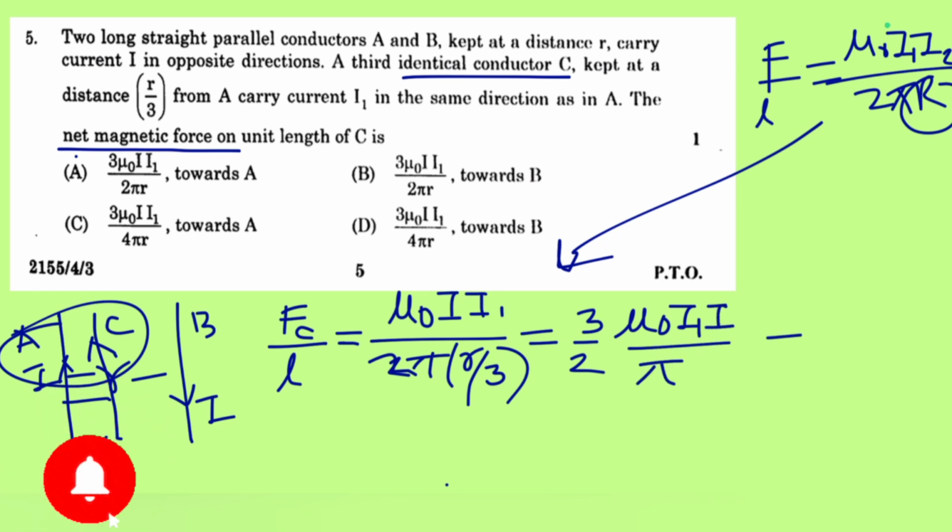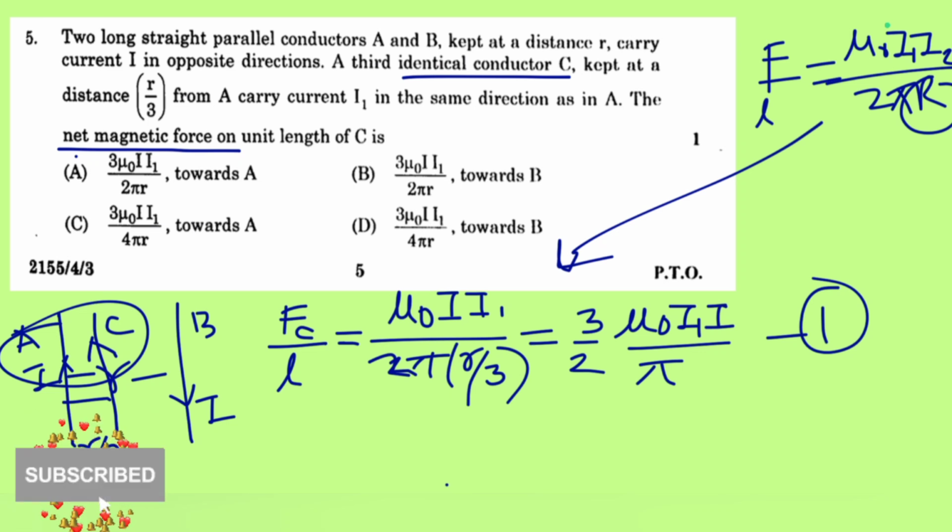Clear? Now this is the force per unit length on the conductor C due to the conductor A. Similarly, we have to calculate the magnetic force on conductor C due to the conductor B. So we will see.